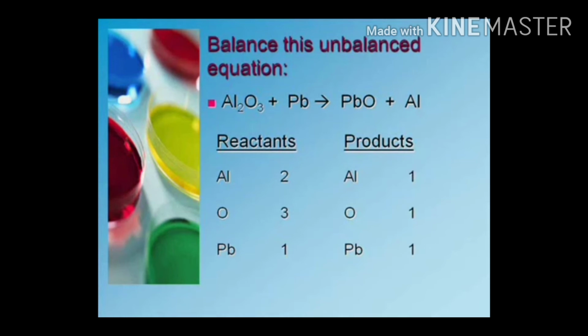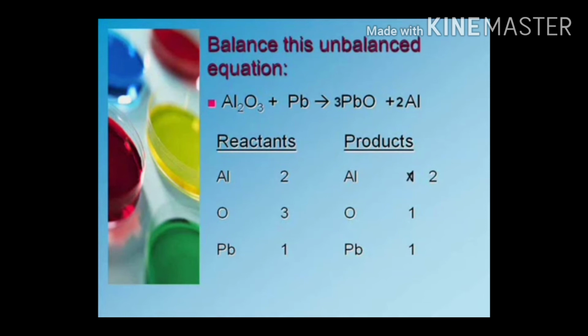Look at the reactant side. Aluminium is 2, but on the product side, aluminium is just 1. Oxygen is 3 and on the product side, oxygen is 1. So we need to balance this equation. We'll write 2 in front of aluminium on the product side. So in products, the number of atoms of aluminium is 2.